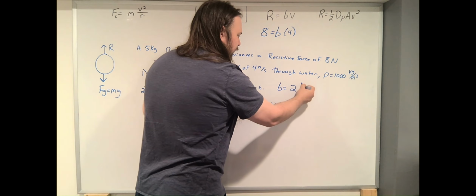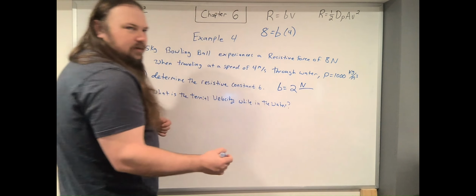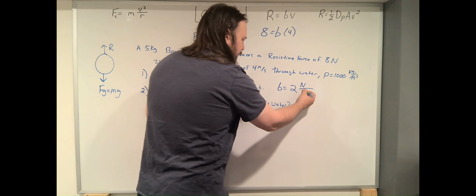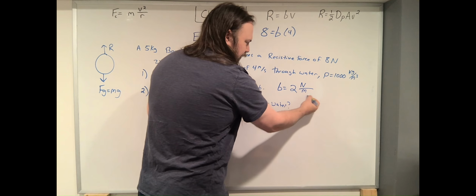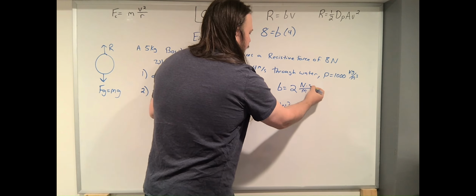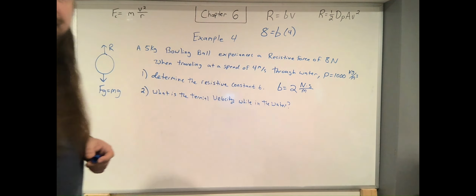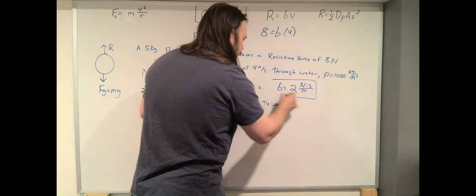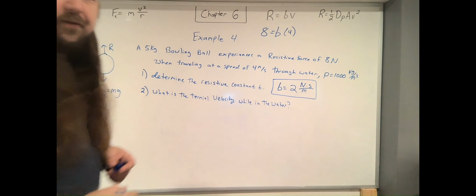Resistive force would be newtons. And the velocity that's divided by is meters per second. So this would be meters. And then per second means that the second is going to end up coming up top. So we should have a newton second per meter for our constant.